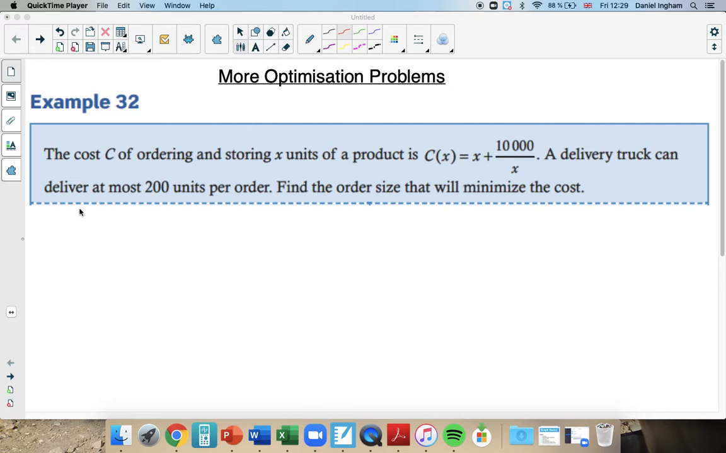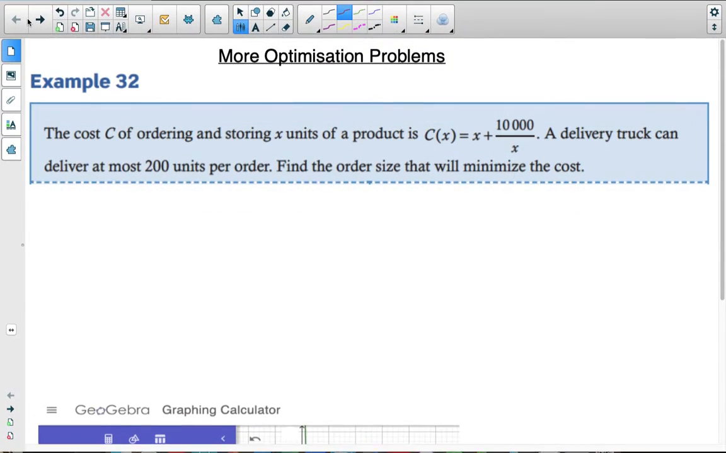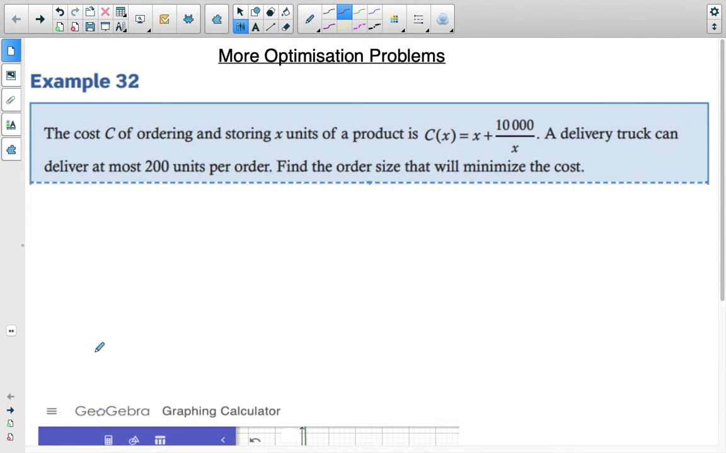We're going to look at a typical optimization problem. An optimization problem normally is when we're using differentiation to find a local minimum or a maximum in order to give us the optimal conditions on some kind of problem.